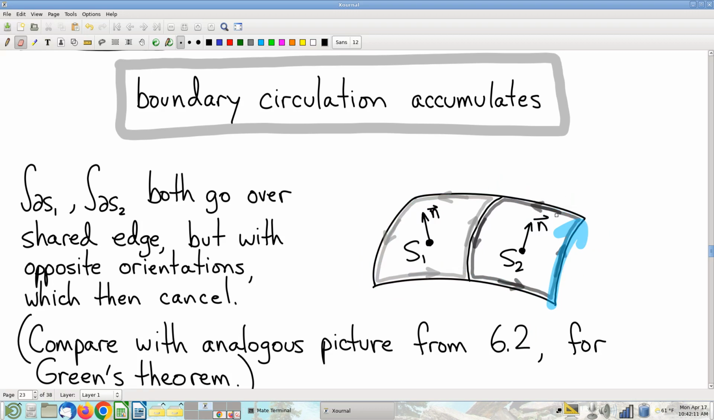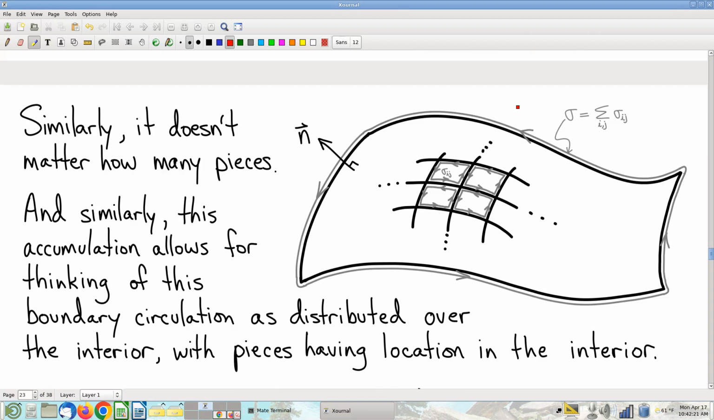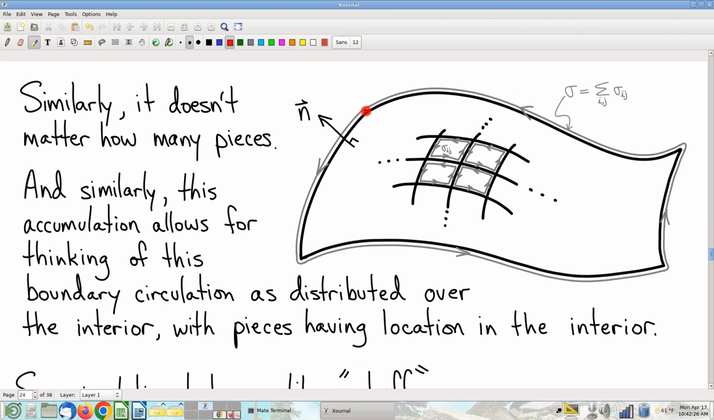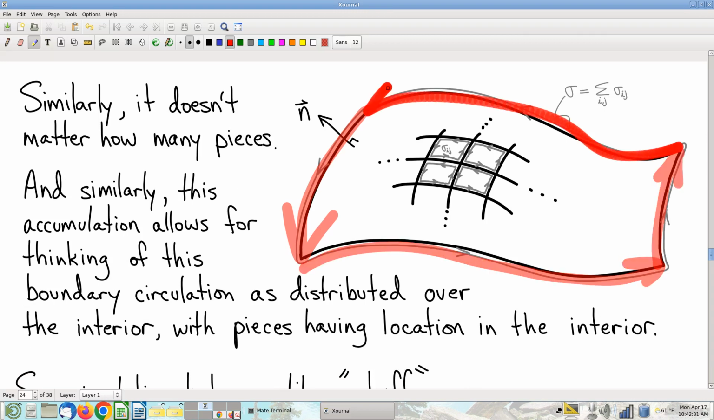Okay, so we have another accumulating quantity. Boundary circulation accumulates over surfaces. All right, and well, that means all the usual same interpretations. That means that even though we measure circulation on the boundary, we shouldn't really think of it as happening on the boundary. It's accumulating over the surface. I think it's really natural and meaningful to think of that boundary circulation as literally a sum.